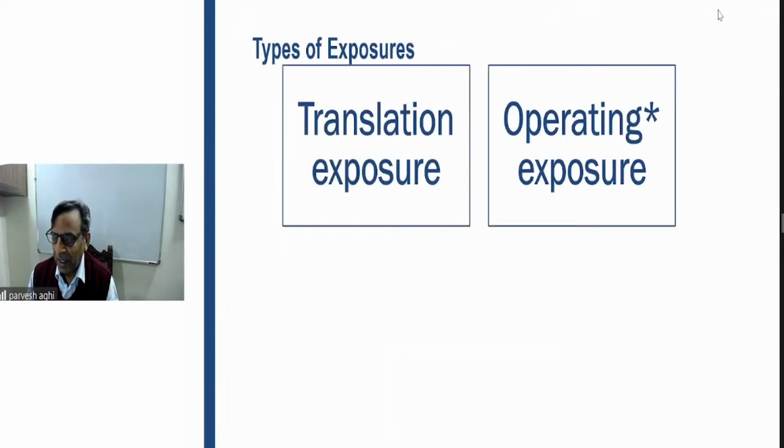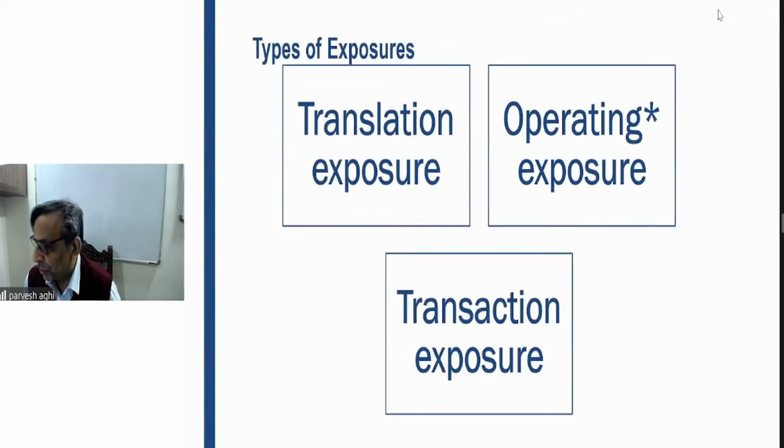Now let's understand that there are 3 kinds of exposures which anybody has to face. First is called the translation exposure. The second one is called the operating exposure. And finally, the one is called the transaction exposure. Translation exposure is nothing but a balance sheet exposure. At the time when we make a balance sheet, we always take the current rates.